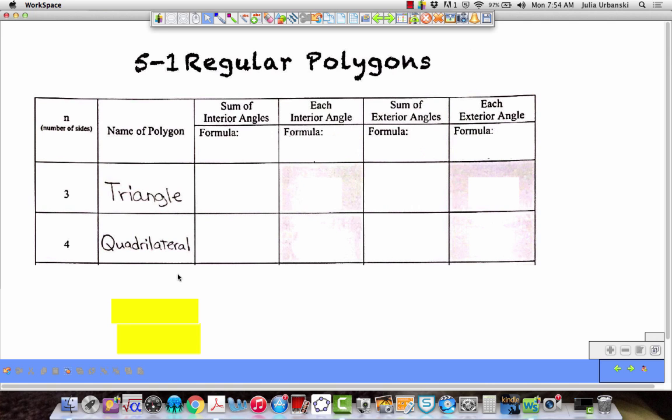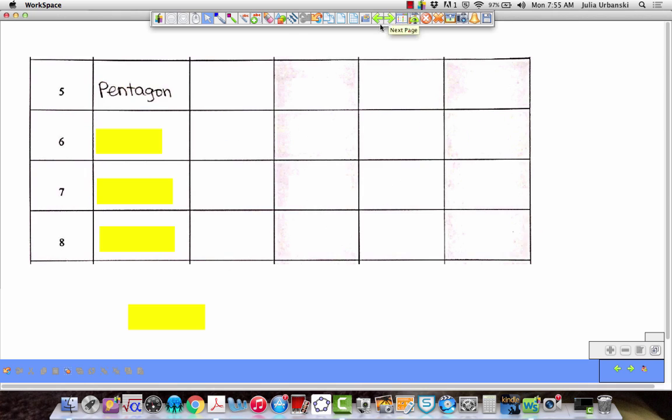Quadrilateral. You guys know that word. Know some of the future ones? Alright, everyone got quadrilateral? Pentagon, a little shorter. Pentagon. Okay. Number 6, someone said it already, right? Hexagon, good.